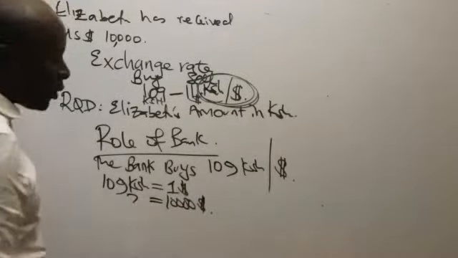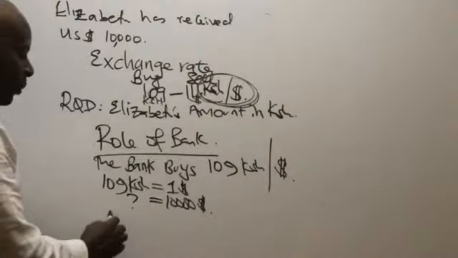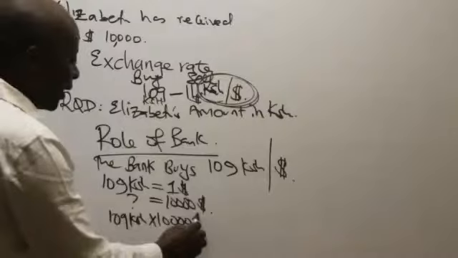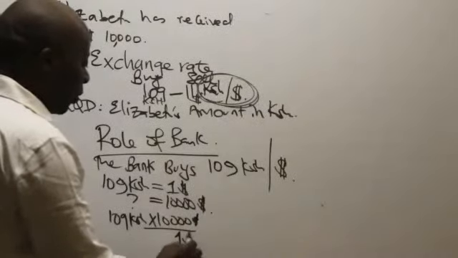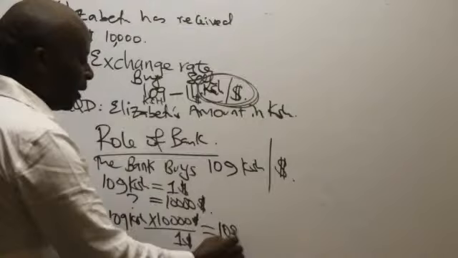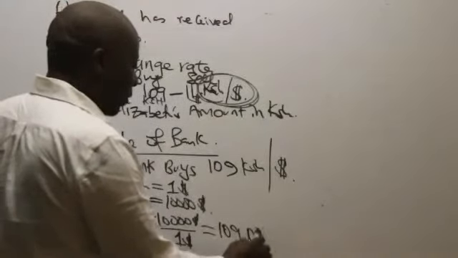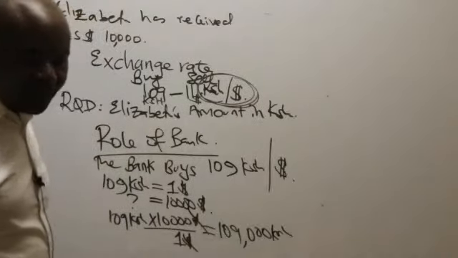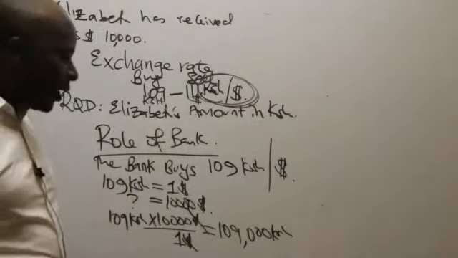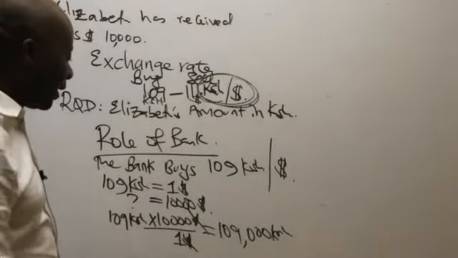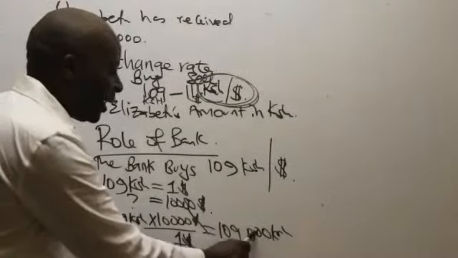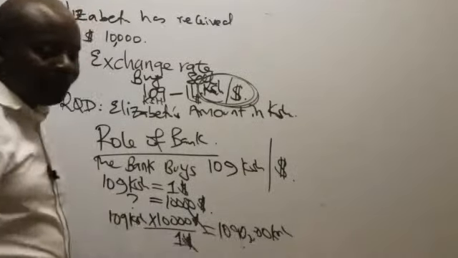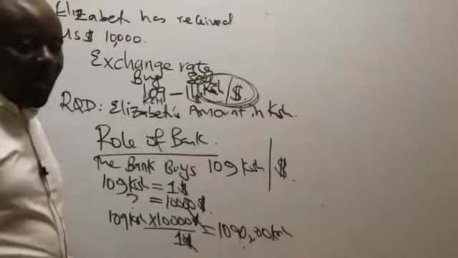In this case, if you cross multiply, you'll be able to see 109 Kenya shillings times $10,000 all over $1, which will end up being equal to 109,000 Kenya shillings, because the dollars and dollars will cancel. No, sorry for that. It is 1,090,000. Great.